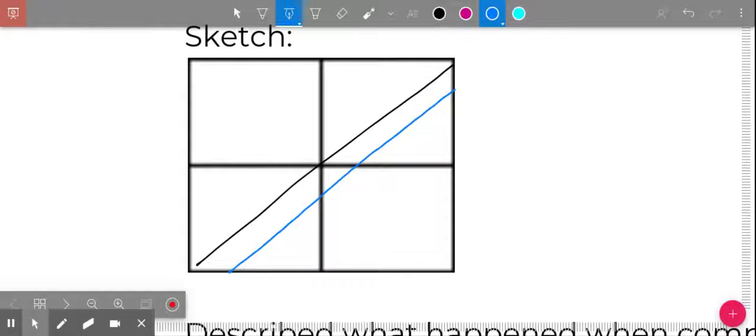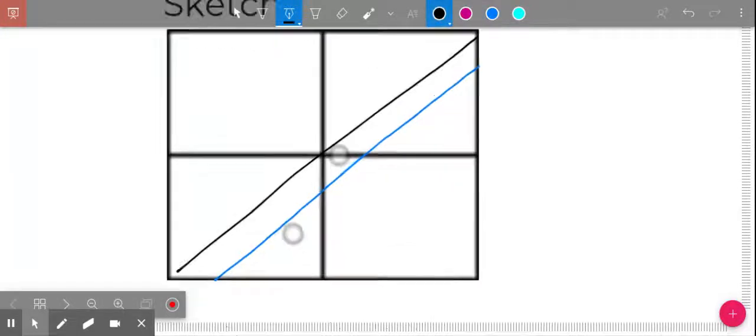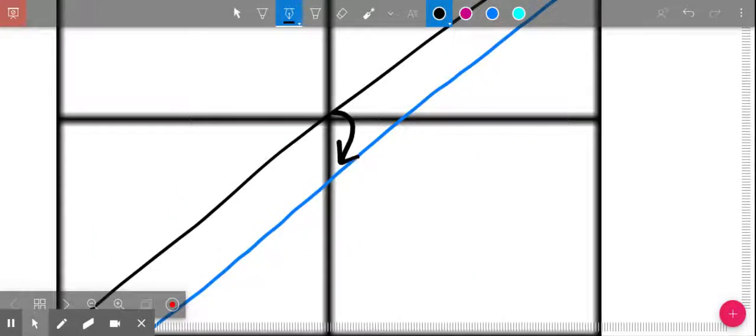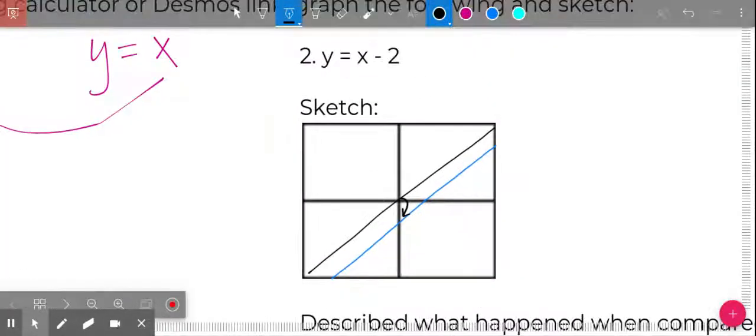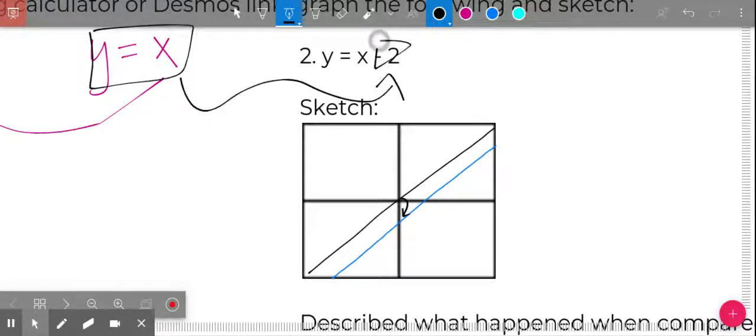Okay, so we started with the parent function and now we moved to the new function. So we want to know what happened. Well, the difference here, we had y equals x and now we have y equals x minus 2. So the difference here is this minus 2.